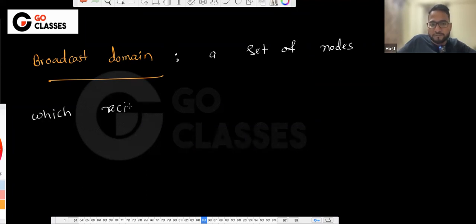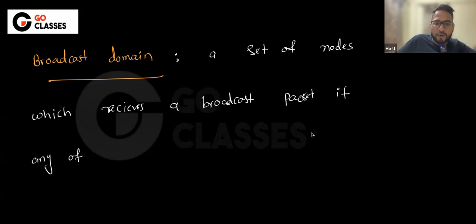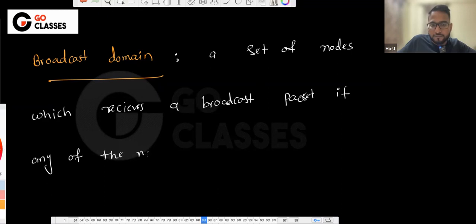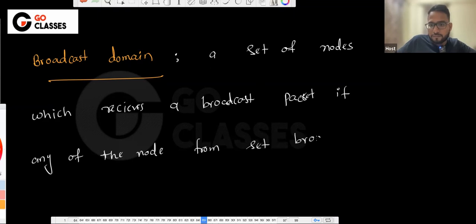Let me just write it. A broadcast domain is the set of nodes which receives a broadcast packet if any of the nodes broadcasts. Okay. So if anyone is broadcasting, then they will receive the broadcast packet. That set is called the broadcast domain. Suppose that these are the hosts that are in a broadcast domain, and let's suppose this is H1, H2, H3, H4, H5.